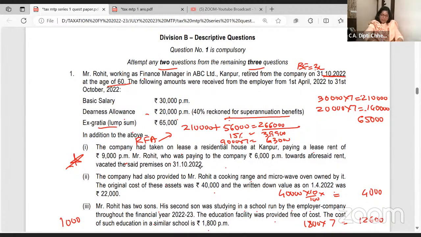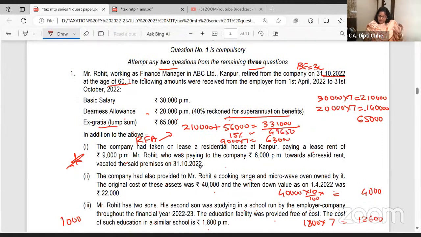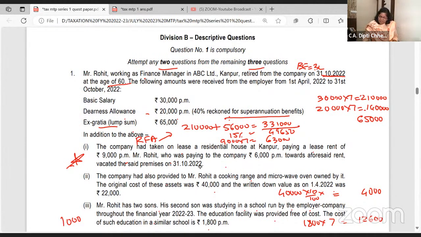Sorry, one minute, we will add the bonus also, the ex gratia also. 2,66,000 plus 65,000, 331. I know this is a big question, so I also missed out one bit. No problem, let's correct it. 49,650. Done? So 49,650 is 15% of this. Whichever is lower is taxable. So this. And already you are taking 6,000 into 7 rent from the employee. So reduce that. Do you understand?